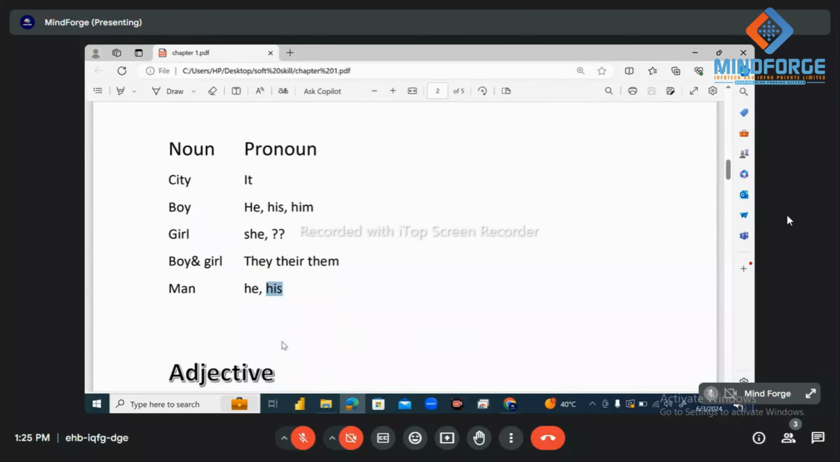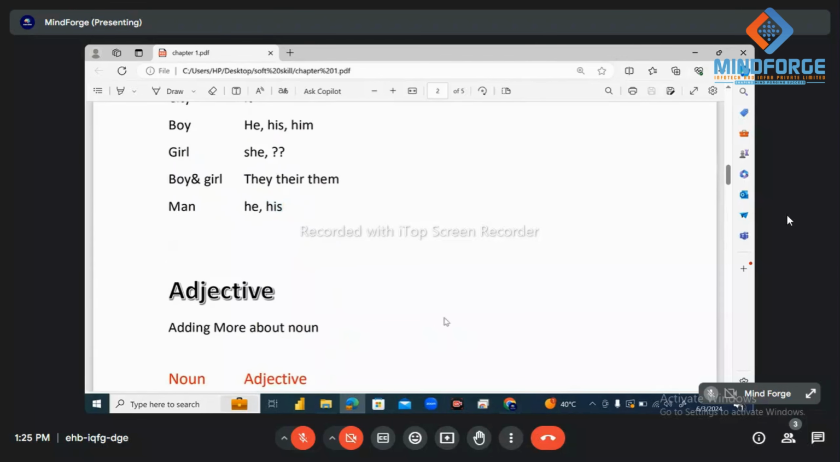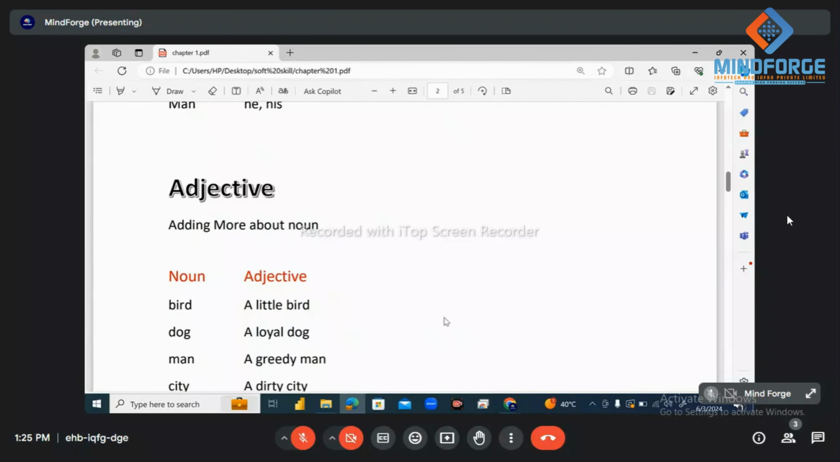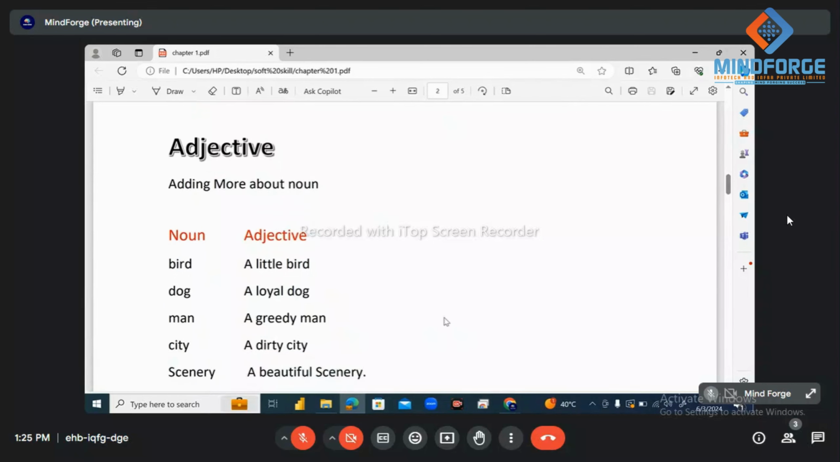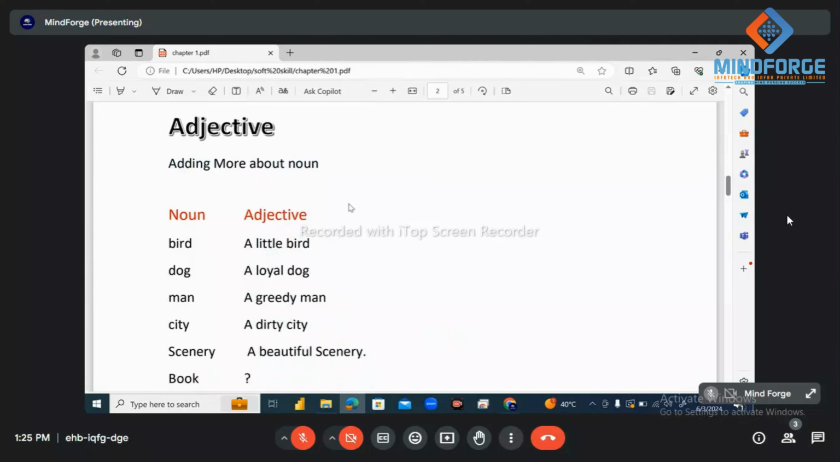Okay, so let's go and see about the adjective. We are going to see what the adjective is. Adjective means adding more about the noun, right? Adjective means adding more about the noun. Whatever the noun is, we are going to add a little bit more to that noun. So what is that? We are going to see it practically.